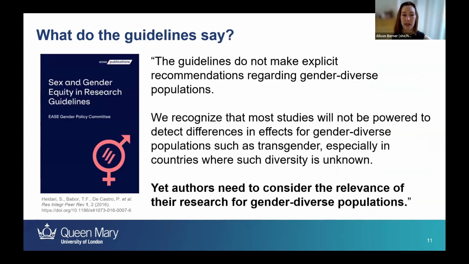What do the guidelines say about this? Well, for 10 years now, we've had the SAGA guidelines that do say that whilst we may not always be powered to detect differences for gender diverse individuals, we as researchers need to consider the relevance of our research for those populations. And that might mean conducting those subgroup analyses even if underpowered, or describing in the way that we talk about our work their potential implications.